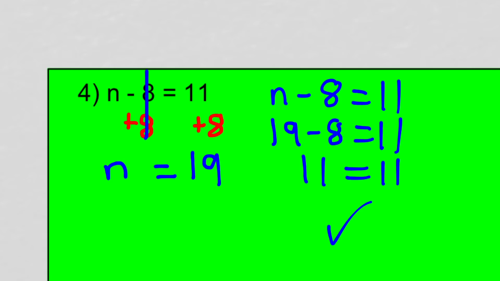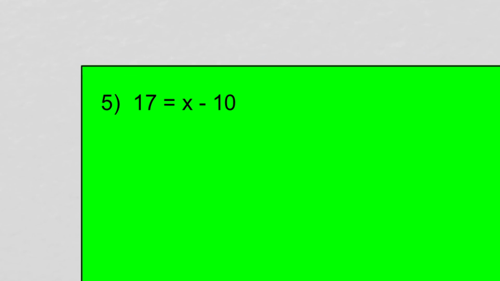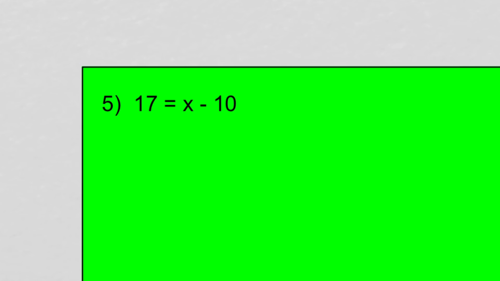Let's look at a couple more. Ooh, look at this. This time, the unknown number, the variable, is on the other side of the equal sign, but that's okay. We do everything the same. Now, I know that what number minus 10 will equal 17? I can just see by mental math that 27 minus 10 will be 17, but let's prove it.